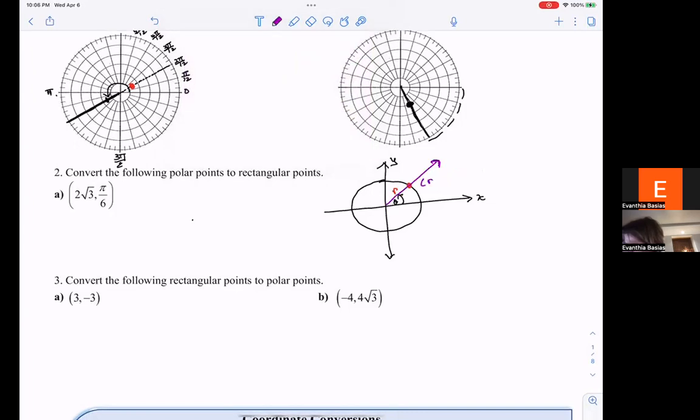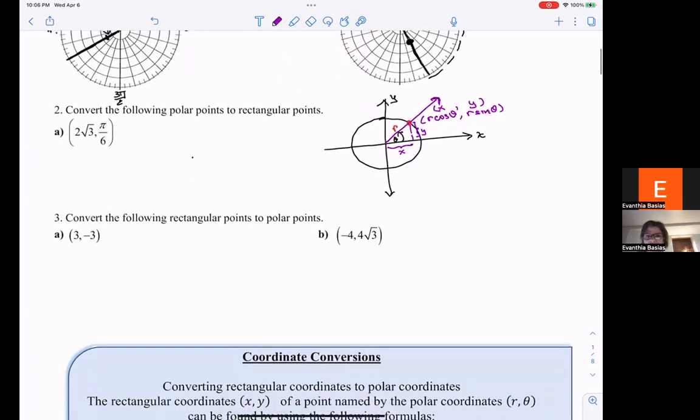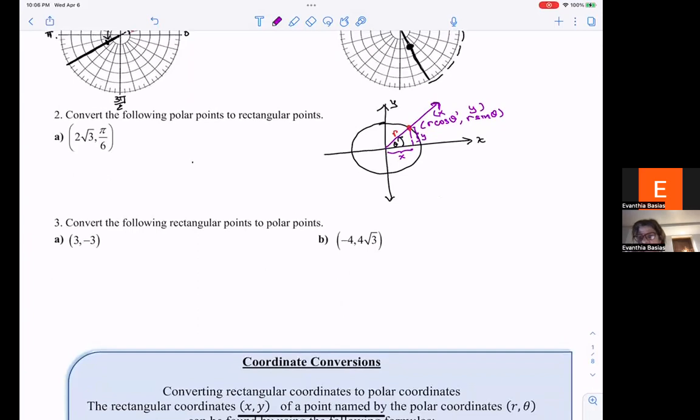So this would be r cosine theta, r sine theta, which are the x and y coordinates of this point, where this is x and this is y. So from that little diagram, we've got many equations coming out that we should know and that are important when we convert from one system to another.